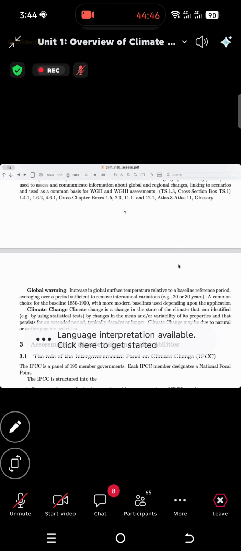Now, there was something I wanted to put in the notes, but because of your background and the emphasis of the course, I left it out. So I'm going to try and explain it. If you don't understand it and you want me to put it in the notes, I will put it. Now, I want to talk about climate change.